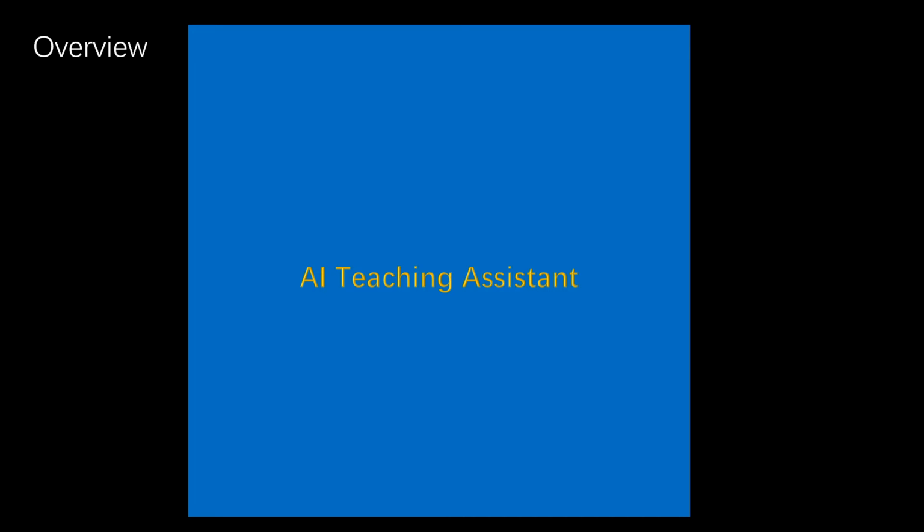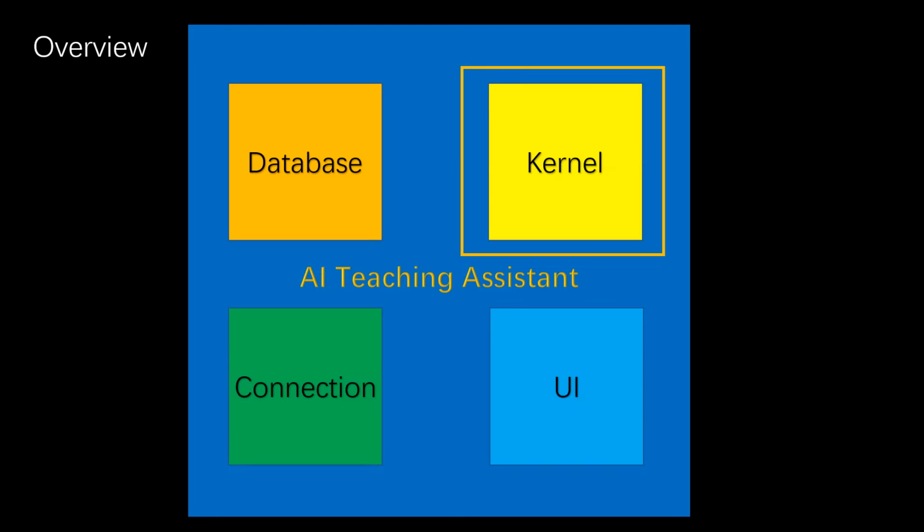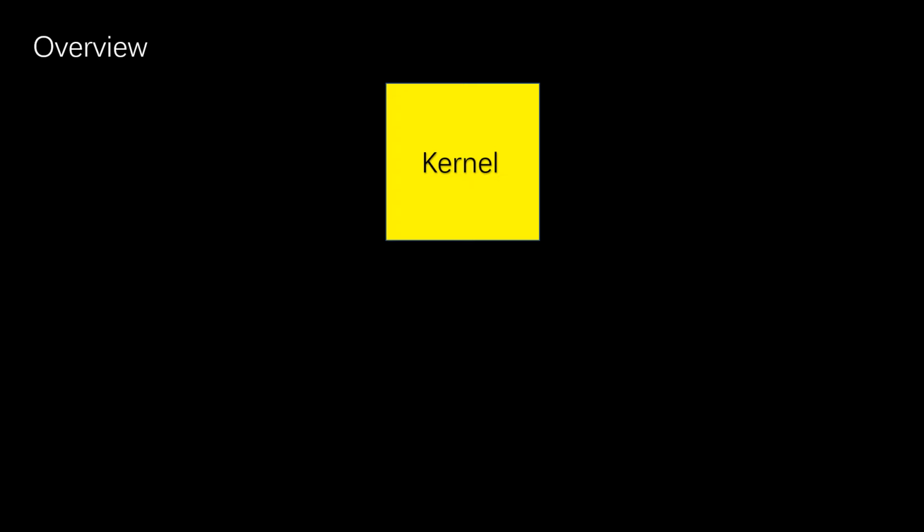According to our plan, the AITA will be divided into 4 compartments, which are the database, the kernel, the connection module, and the user interface. The thesis will introduce all 4 compartments, but the main focus will be on the implementation of the kernel. Currently, the kernel is divided into 4 modules.